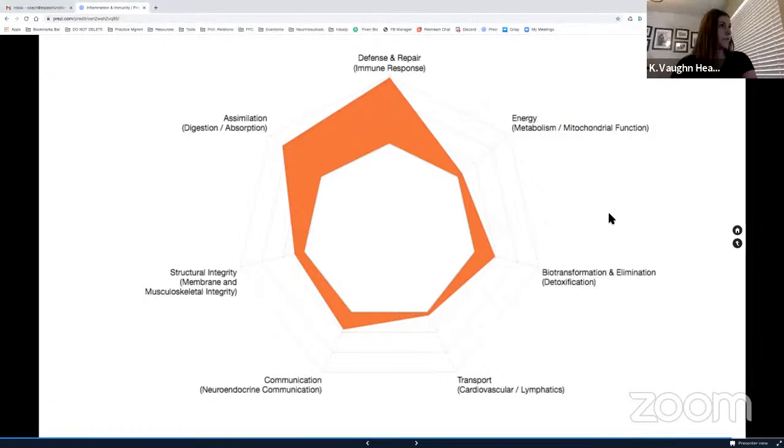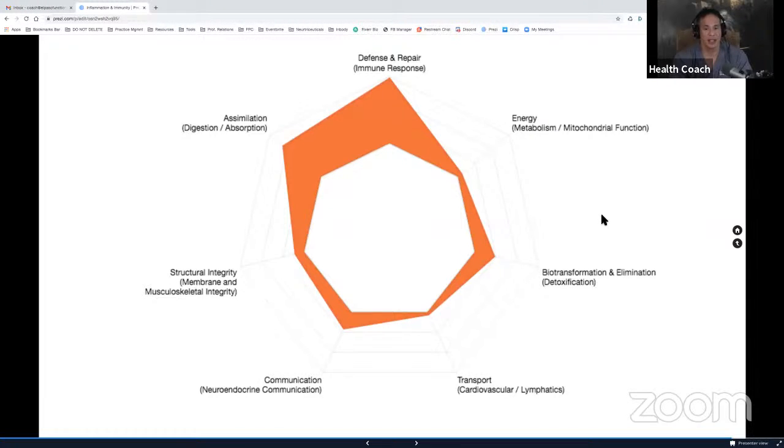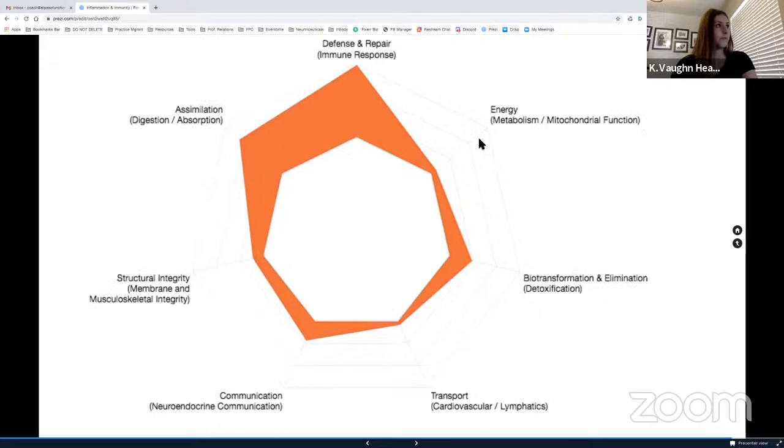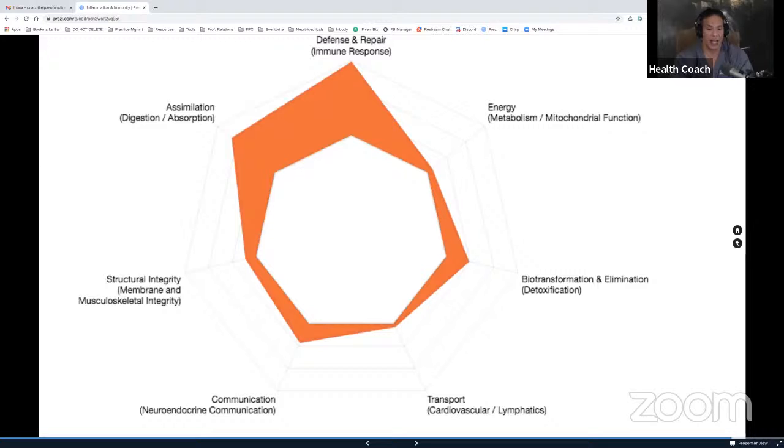The matrix behind it is one of those areas that can actually teach us that in most situations, an individual doesn't just have one area that is really having a problem. You'll see that people have energy issues, biotransformation issues, and they also have vascular issues, neuroendocrine issues, structural integrity issues, and we're going to be discussing even assimilation issues.